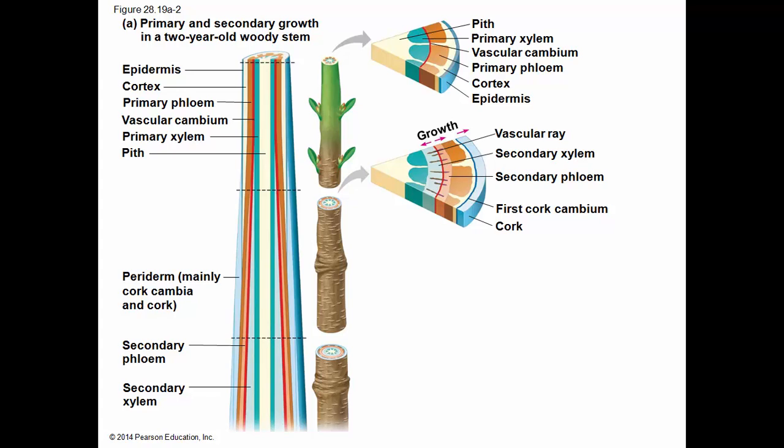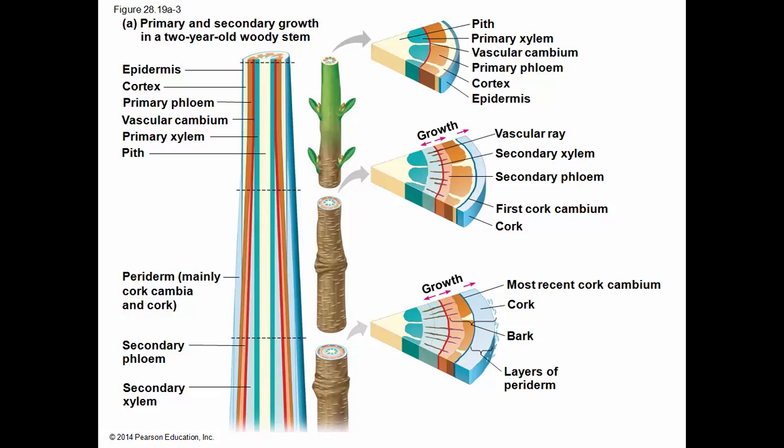Some initials of the vascular cambium give rise to vascular rays. As the vascular cambium's diameter increases, the secondary phloem and other tissues external to the cambium can't keep pace because their cells no longer divide. As a result, these tissues, including the epidermis, will eventually rupture. The second lateral meristem, the cork cambium, develops from parenchyma cells in the cortex. The cork cambium produces cork cells, which replace the epidermis.